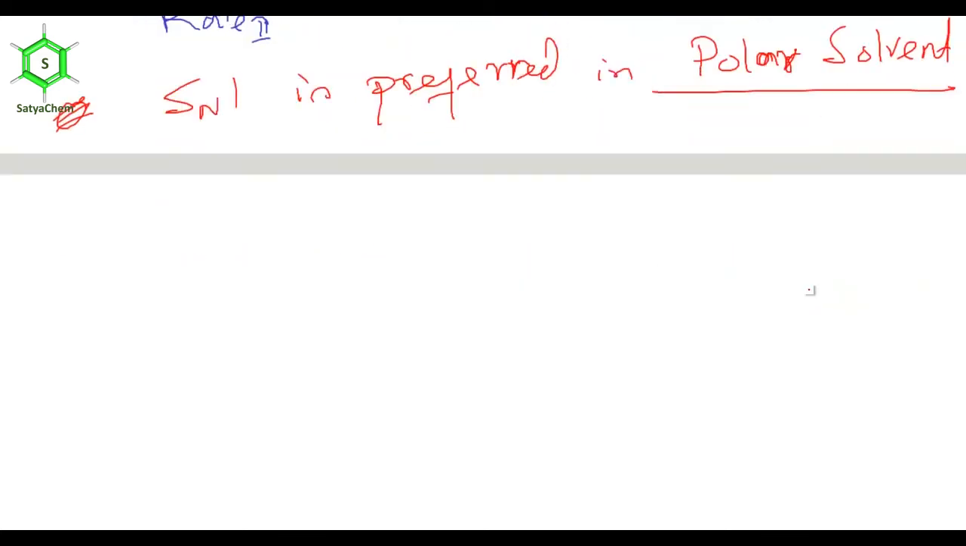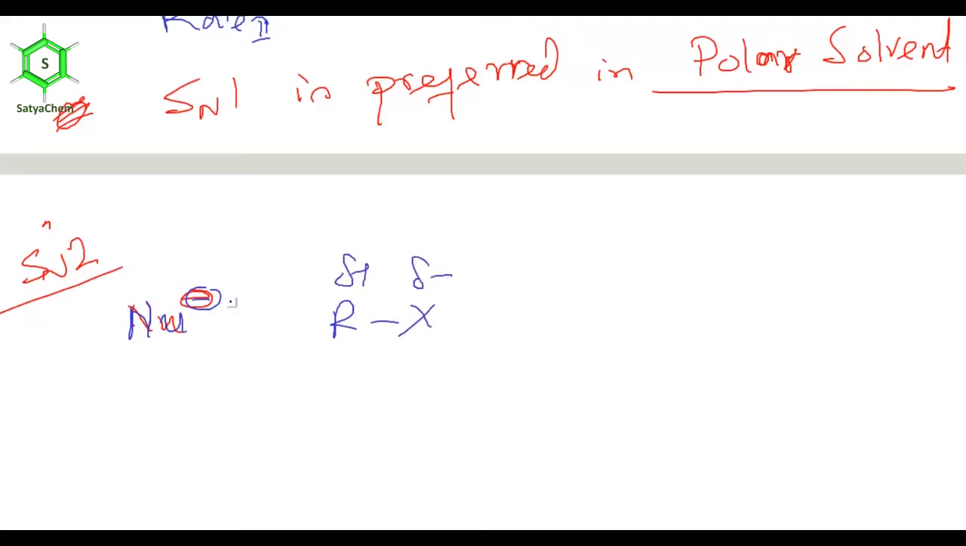Let's see what happens in the case of the Sn2 reaction. Try to concentrate on the Sn2 reaction. This is the nucleophile. This is the substrate. The nucleophile attacks the electrophilic carbon center. The leaving group leaves from the system. Then you will get this, the transition state.